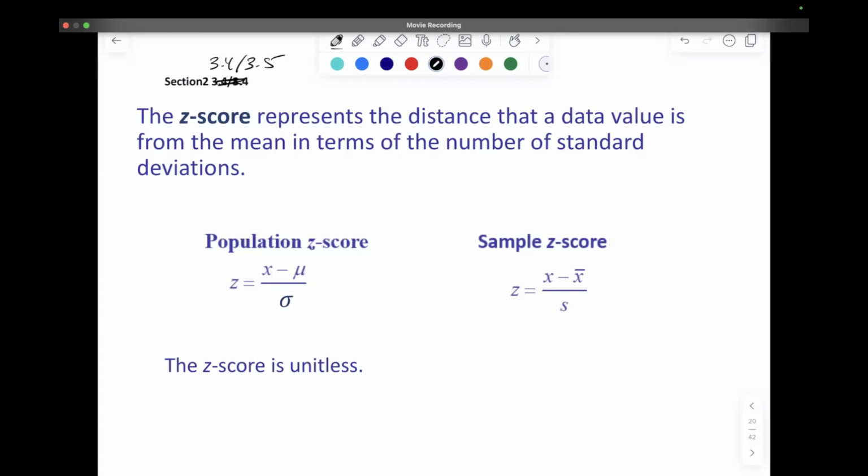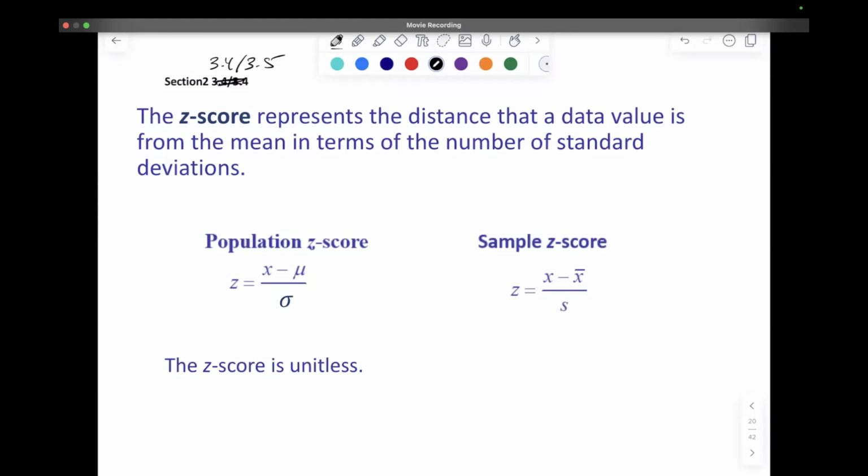Both of these are the same thing, just with different symbols. If it's a population, it's x minus mu divided by sigma. If it's a sample, it's x minus x bar divided by s. I'll give you a second to write these down and we will move on. We will do some math.